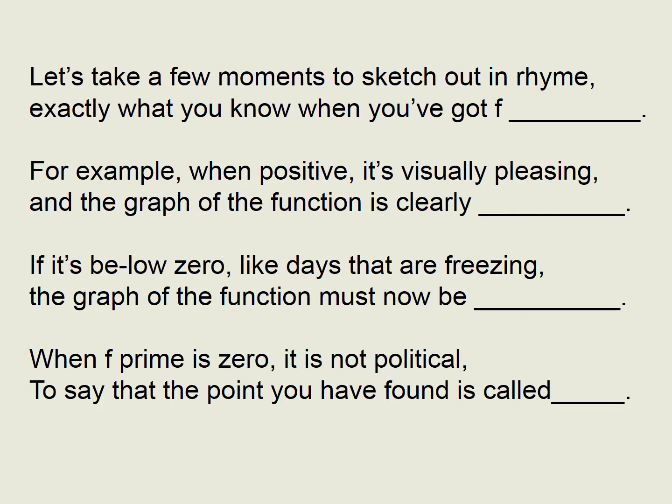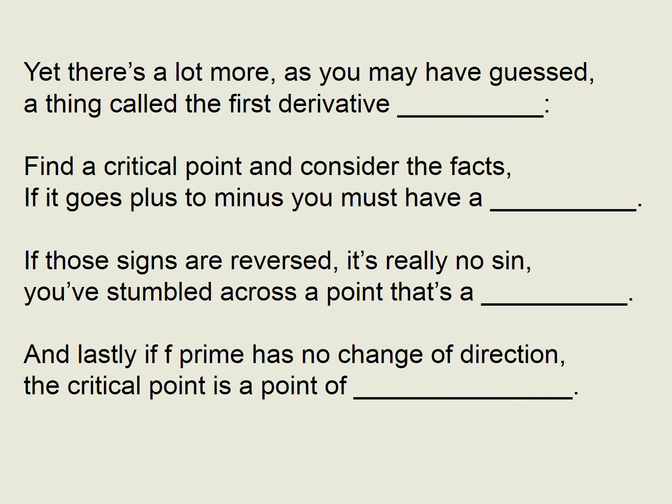For example, when positive, it's visually pleasing, and the graph of the function is clearly increasing. But if it's below zero, like days that are freezing, the graph of the function must now be decreasing. When f prime is zero, it is not political to say that the point you have found is called critical.